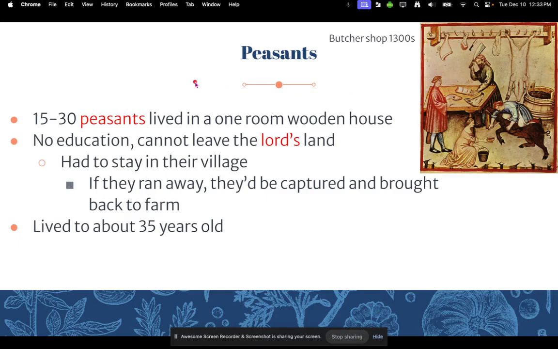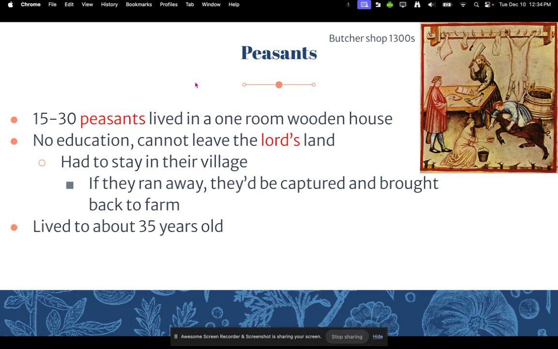So 15 to 30 peasants would live in a one-room wooden house. Could you imagine that? 30 people in a tiny house. Probably stinky, smelly, loud, dark, dingy, all those sad words you could think of was how they lived. They also did not receive an education.